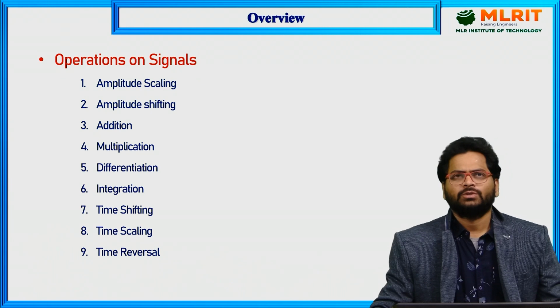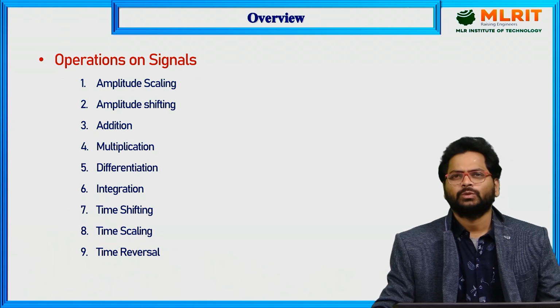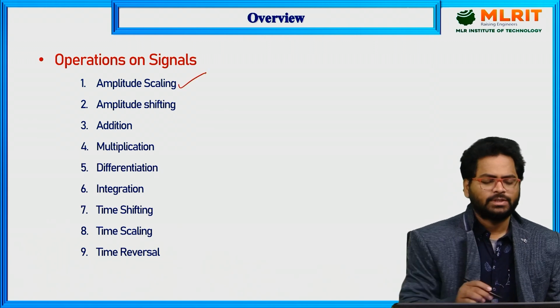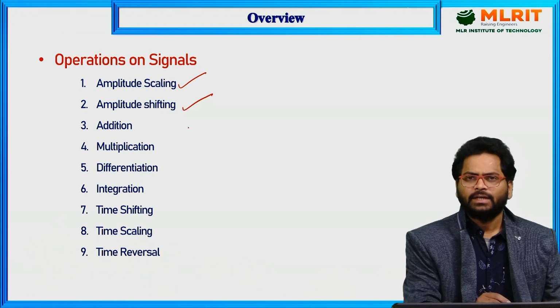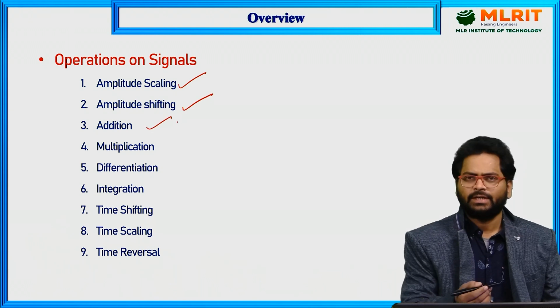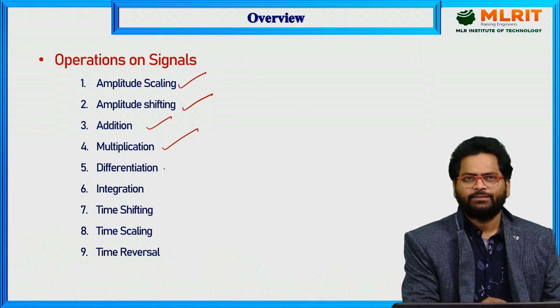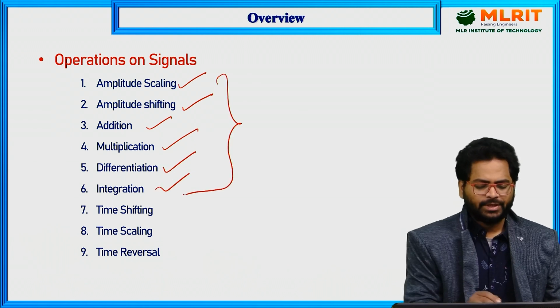If you look into the operations on signals, there are 9 types of operations we are going to do. The first one is amplitude scaling. Next is amplitude shifting, then addition of signals, multiplication, differentiation, and integration. These are some basic operations.